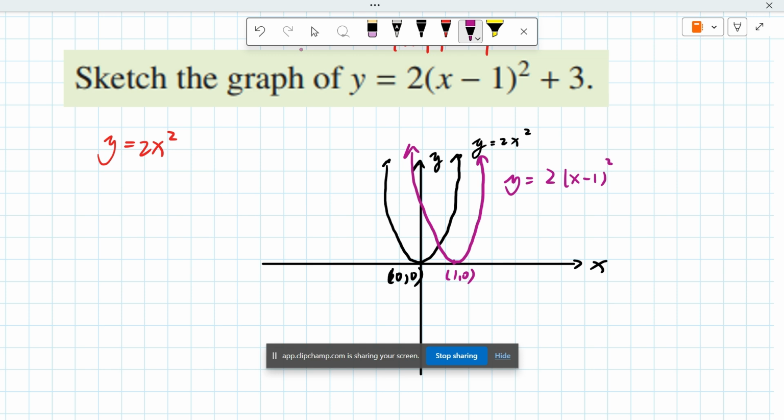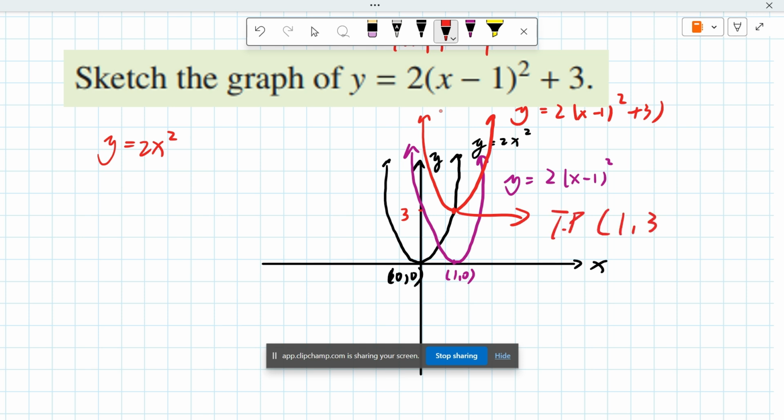And now we're going to move it a little bit more. Plus 3 means the whole graph is shifted by 3 in the positive direction of the y-axis, so you're moving up by 3 units. Your final turning point will go from 1, 0 to 1, 3. So it will be like that. That's your final answer, y equal to 2 times x minus 1 all squared plus 3. Your turning point will be 1, 3.